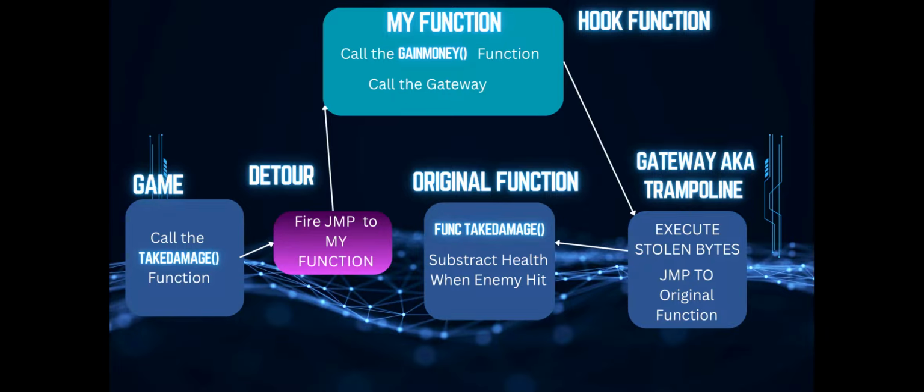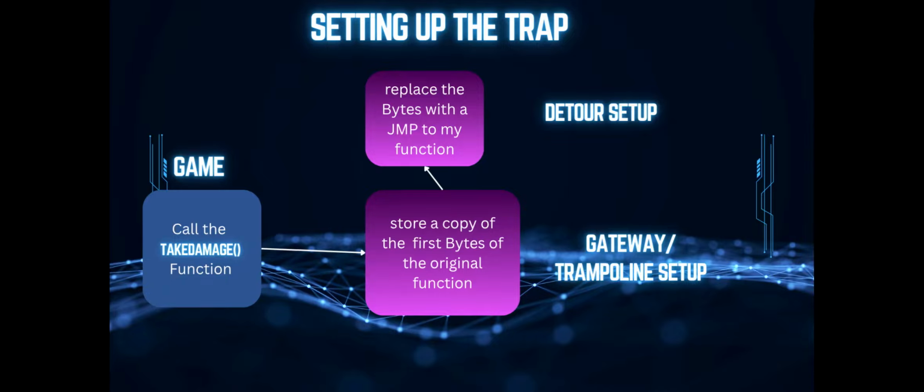But before we can do this, we need to set up the trap. So when the game calls the take damage function, we need to write in the assembly a jump to my function. That means we need to modify the beginning of the take damage function. So we are storing a copy of the first bytes to be able to later jump back to the original function, and replace it then with the jump to my function.